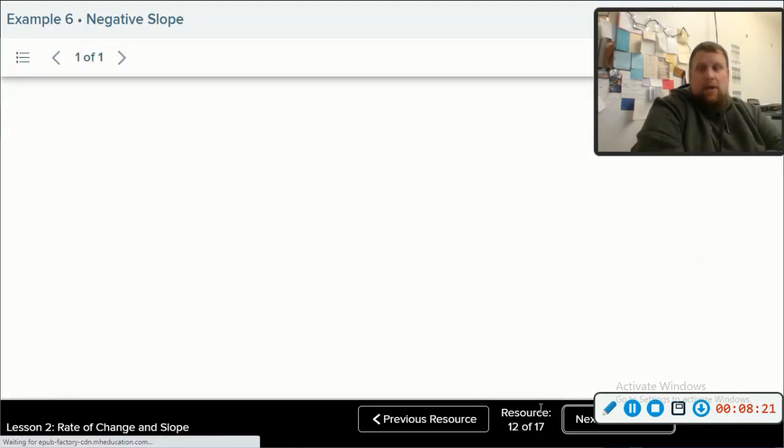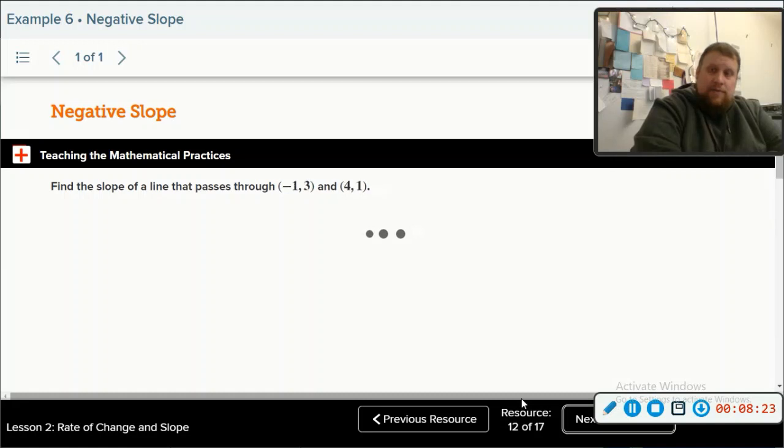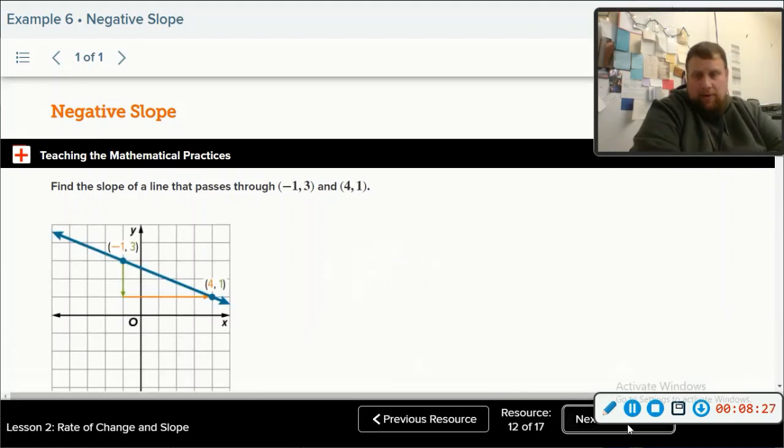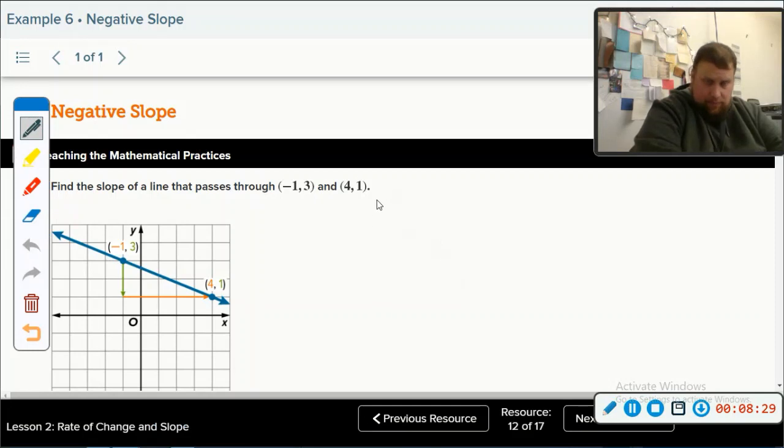Let's look at negative slope. Now, if positive slope is going up from left to right, a negative slope is going down from left to right. So negative slope is going down from left to right.